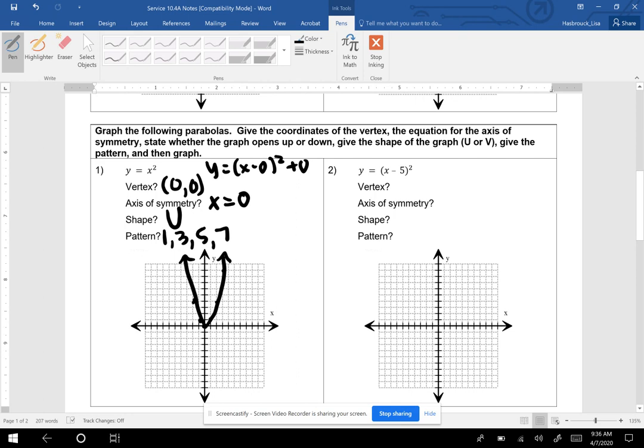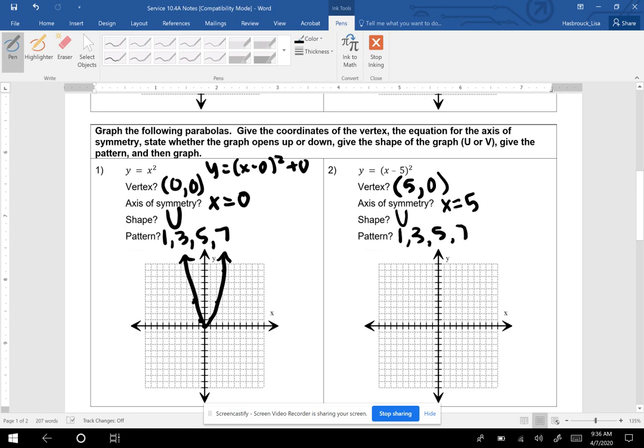For this next one, (x minus 5) squared, it is still squared, which means it's a parabola. So it's going to be a U shape. Our vertex, we are given an x value here. Now you need to keep in mind for your vertex, the x value is the opposite of whatever's here. So this is a minus 5, but we use a positive 5. Okay? And there's no y value, so it's 0. Our axis of symmetry is x equals the x value of our vertex, which is 5. We already went over that it's a U, and since it's this parabola, our pattern's 1, 3, 5, 7.